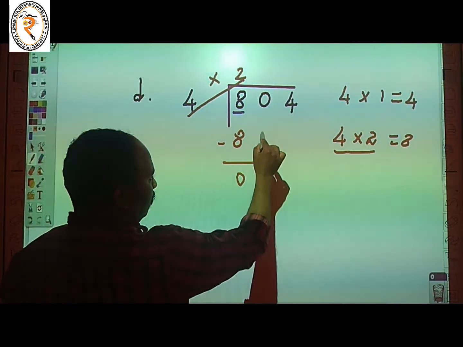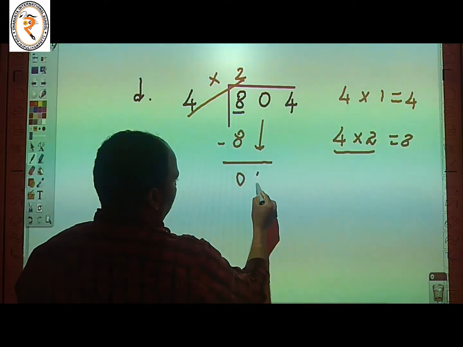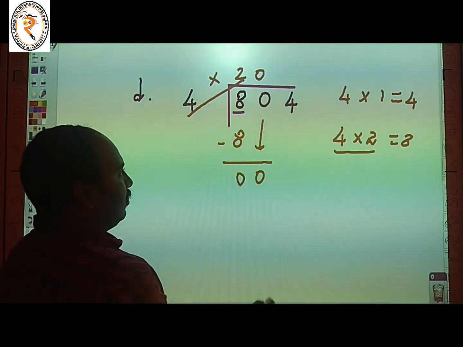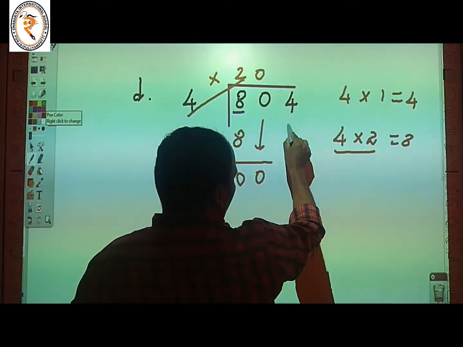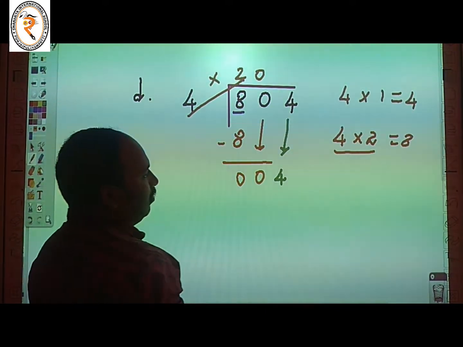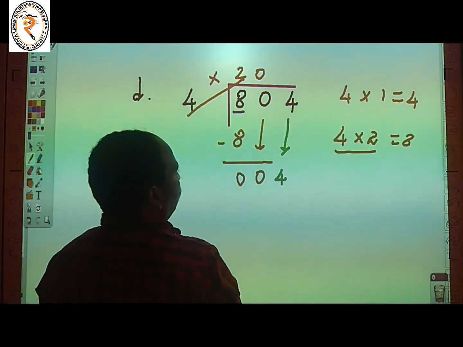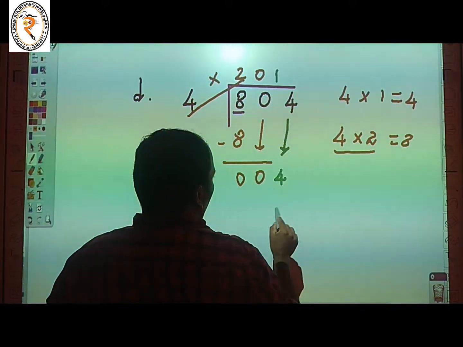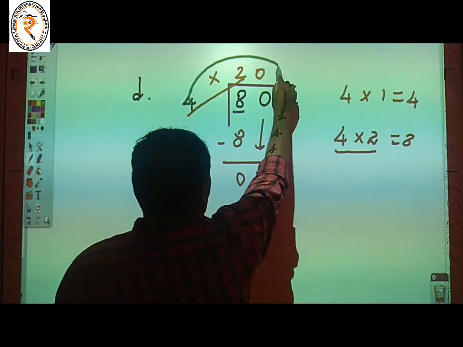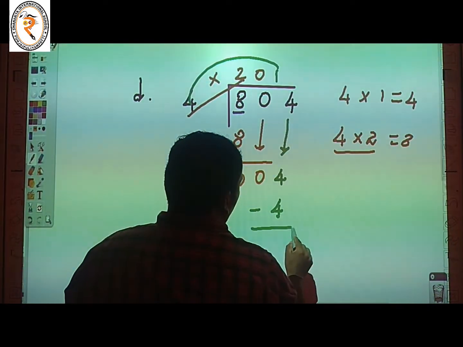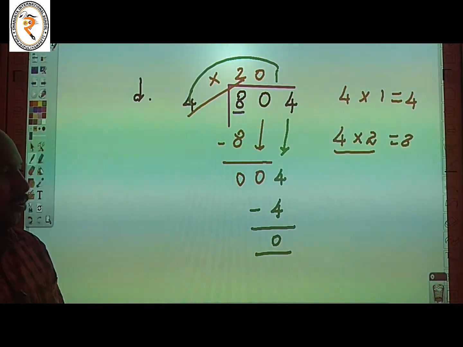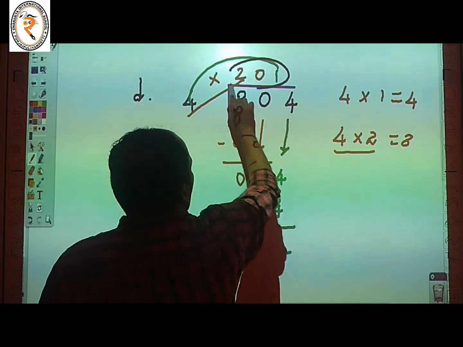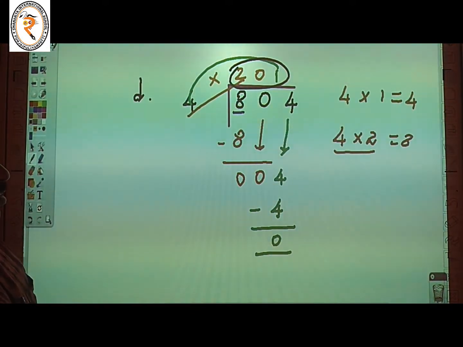Again we go to the tens place. The tens place is also 0, so we add one more 0 to the quotient part. Next, bring down the number 4. 4 divided by 4. That means 1 times 4 is equal to 4. 4 minus 4 is equal to 0. So our answer is 201.